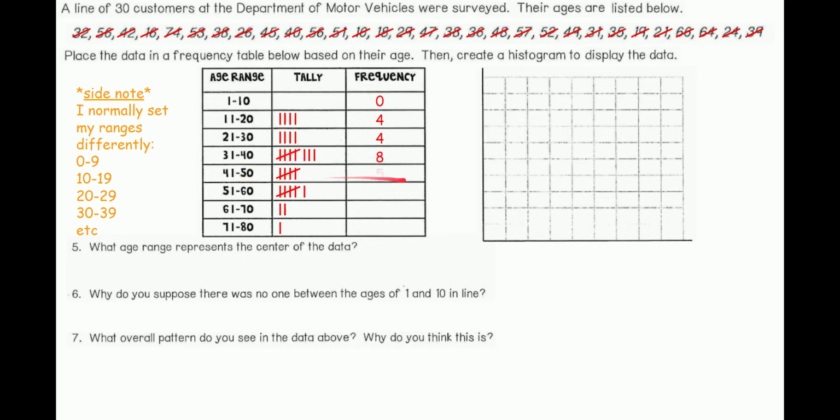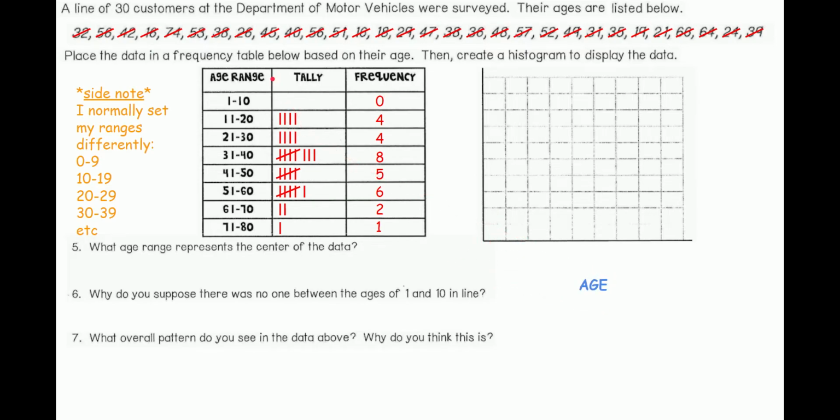And then 41 to 50, we've got 5 people. 51 to 60, we've got 6 people. 61 to 70, we've got 2 people. 71 to 80, we've got 1 person. So now that we have our age range and our frequency, we can display that in our table.